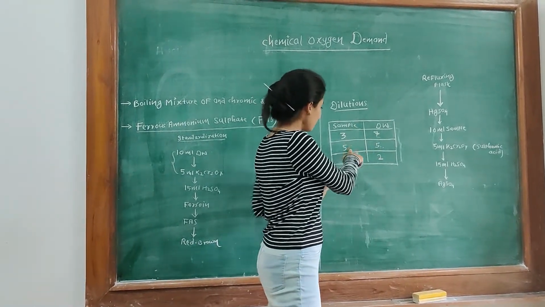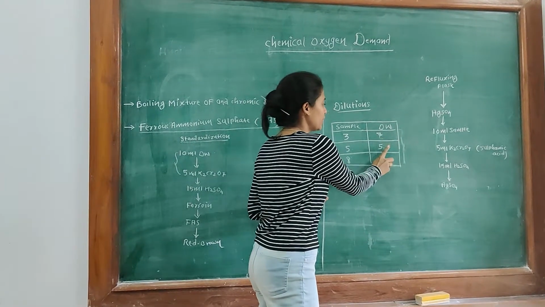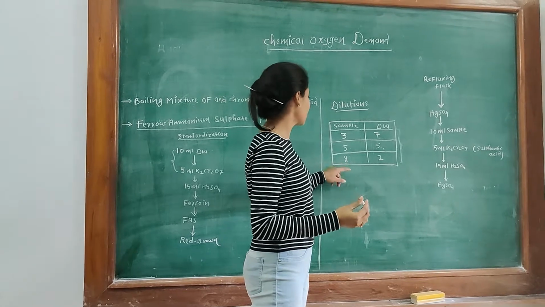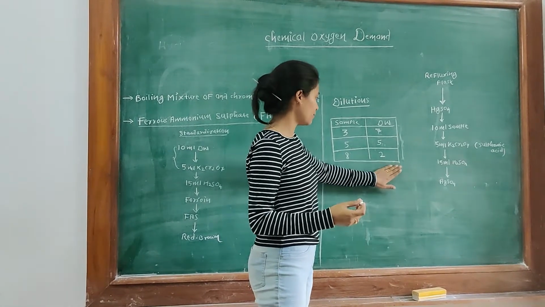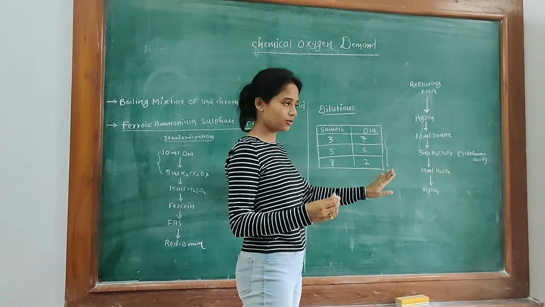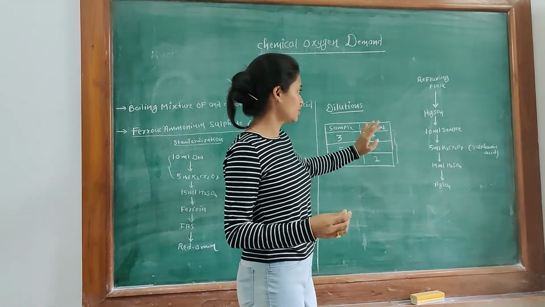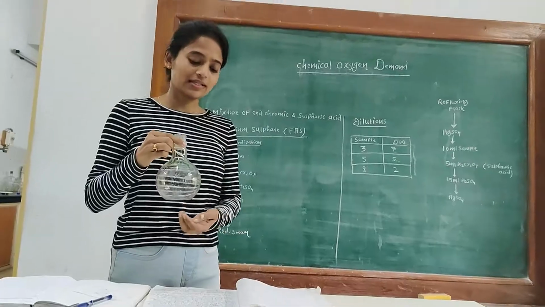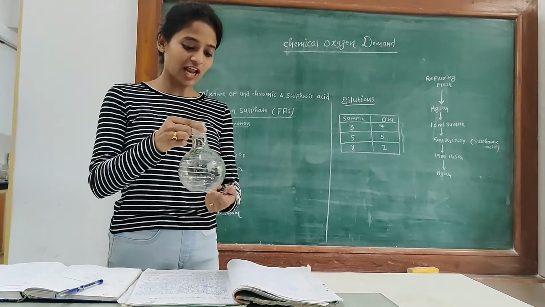If we use 5 ml of sample, we add 5 ml distilled water to make it up to 10 ml. And likewise 8 ml of sample and 2 ml of distilled water. Here is the flask. This is the round bottom refluxing flask.